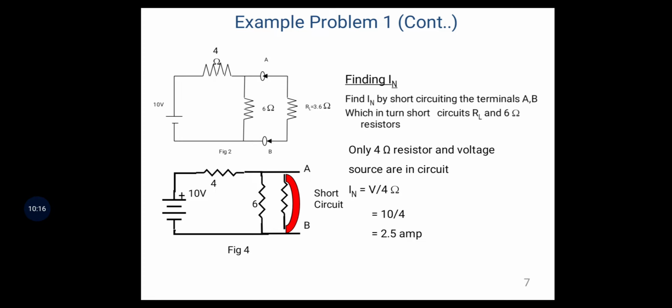Because if we short circuit the RL, the 6 ohms and this AB short circuit are in parallel, and the parallel combination of a short circuit and any resistance is a short circuit, which means zero resistance. So here only 4 ohms is present, then the current IN equals 10 by 4, that equals 2.5 amperes.